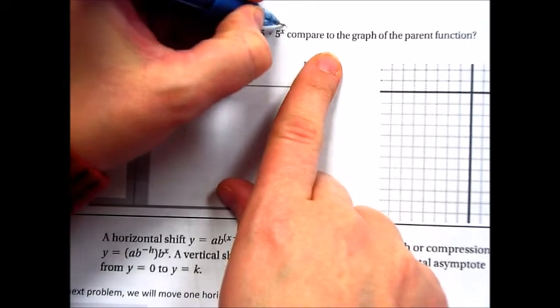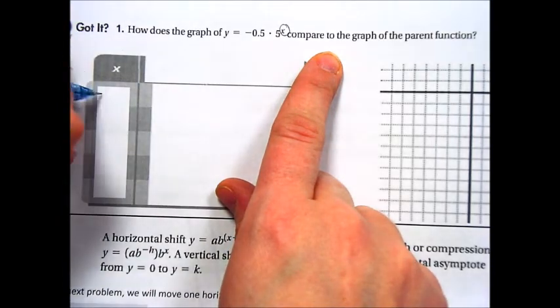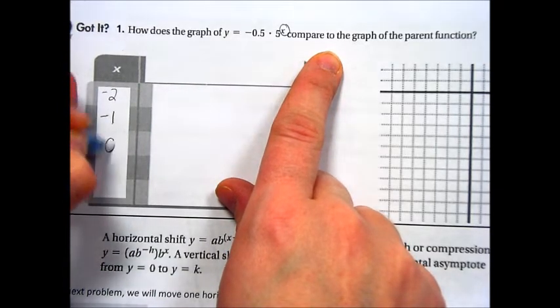Okay, all right, so we're going to do another one with negative 0.5 in the front. There's nothing being added or subtracted to these x's up here, so we're going to use -2, -1, 0, 1, and 2.